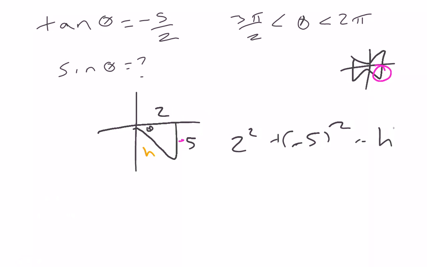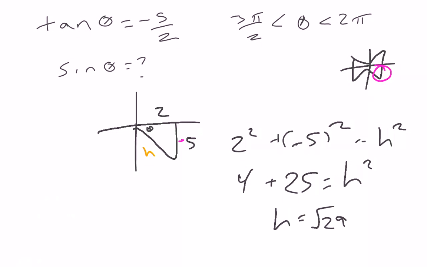equals my hypotenuse squared. 2 squared is 4. Negative 5 squared is positive 25 equals h squared. So h equals the square root of 29. I can't simplify that, so I just write over here square root of 29. Then I need to find sine. Sine is opposite, which in this problem is negative 5, over your hypotenuse that we just found.